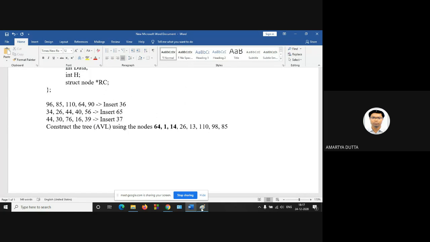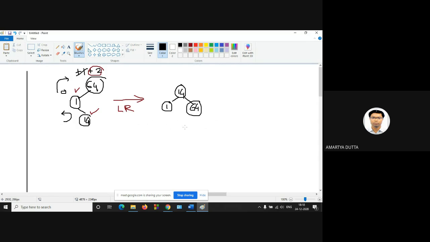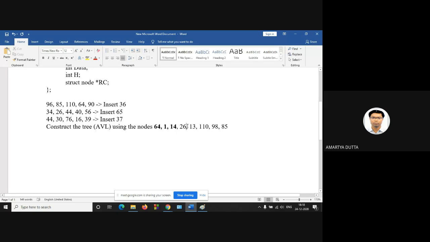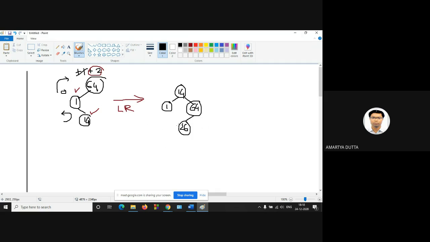Next one is 26. So for 26, left of 64. Left of 64 is 26, complete. Next one is 13. So 13 is the right of 1. Every time you have to check the balance. Is it height balanced? Yes, sir.